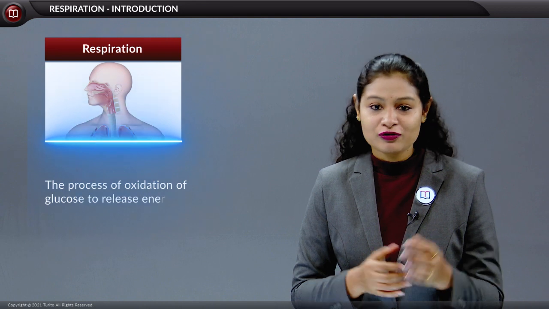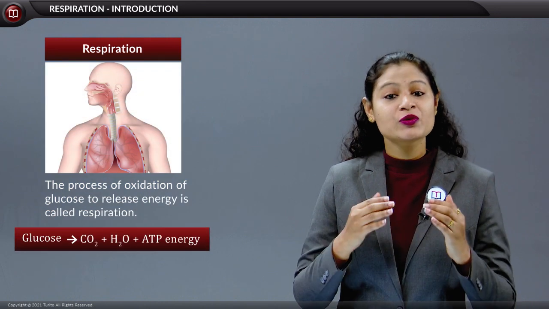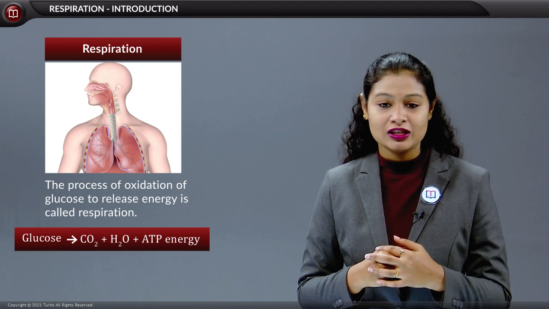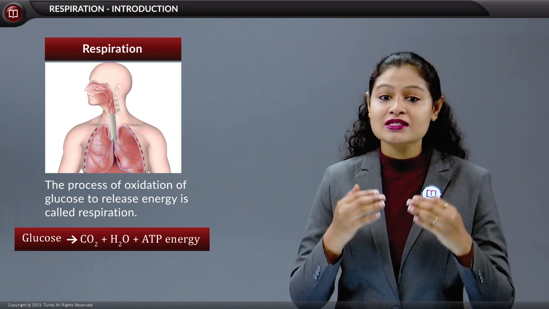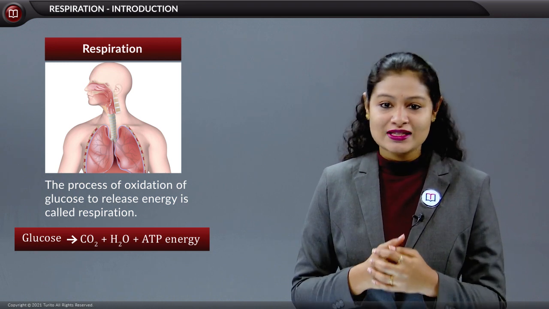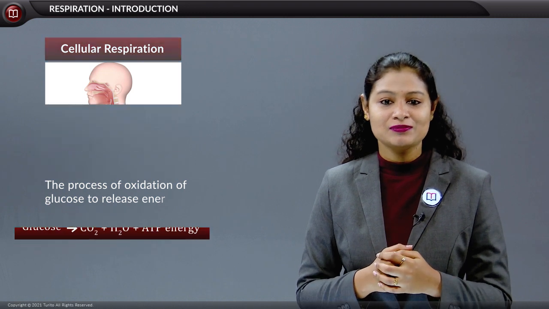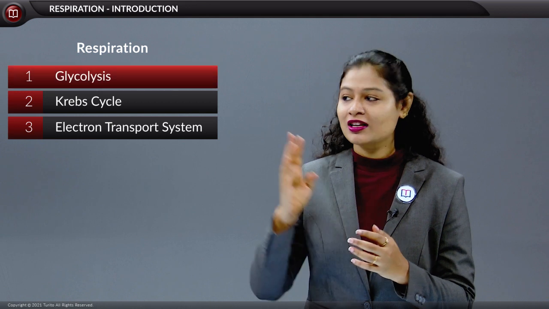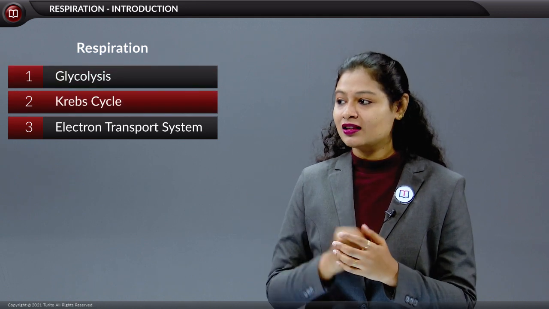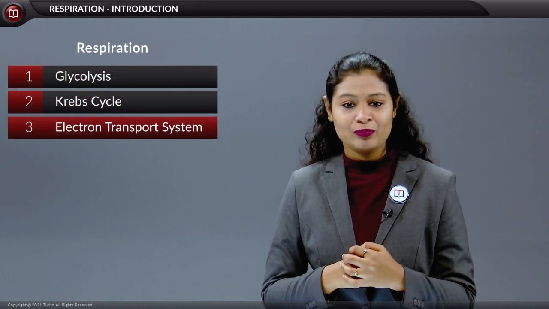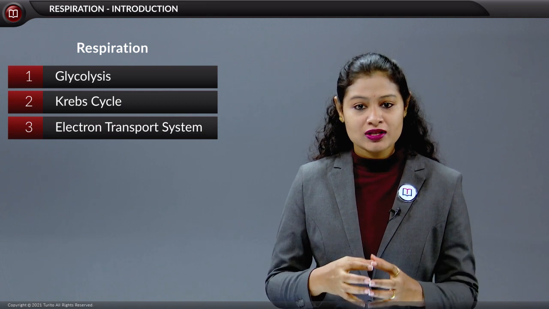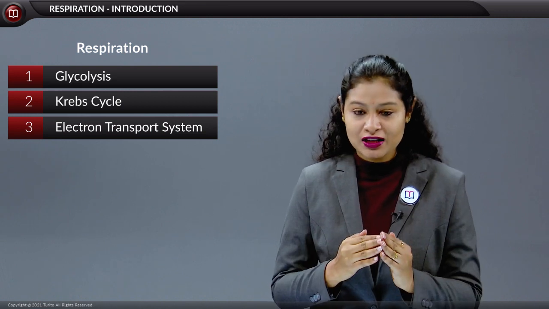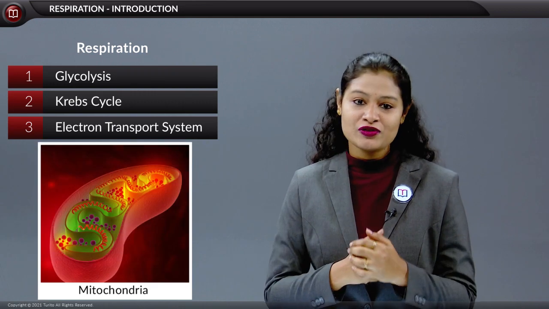The process of oxidation of glucose to release energy in the form of ATP is called respiration. Now, since this is happening at a cellular level, we call it cellular respiration. The respiration process occurs in 3 steps called glycolysis, Krebs cycle, and electron transport system. At the end of this process, we will see that energy is released in the form of ATP, which is stored in the mitochondria.